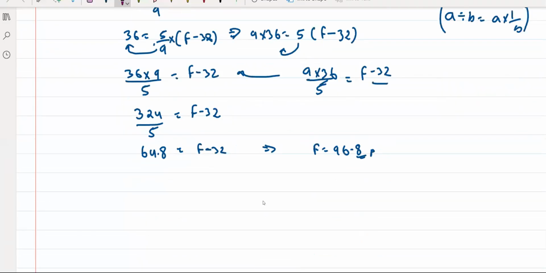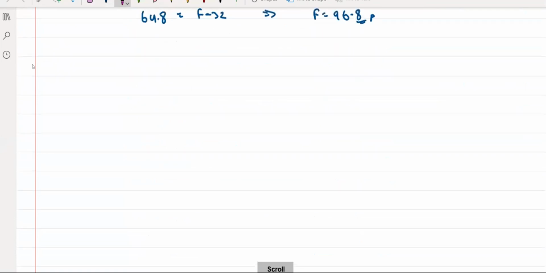Let me explain the question. The question was: convert -400 degree centigrade into degree Fahrenheit. Okay, let us see. I will just solve it again.